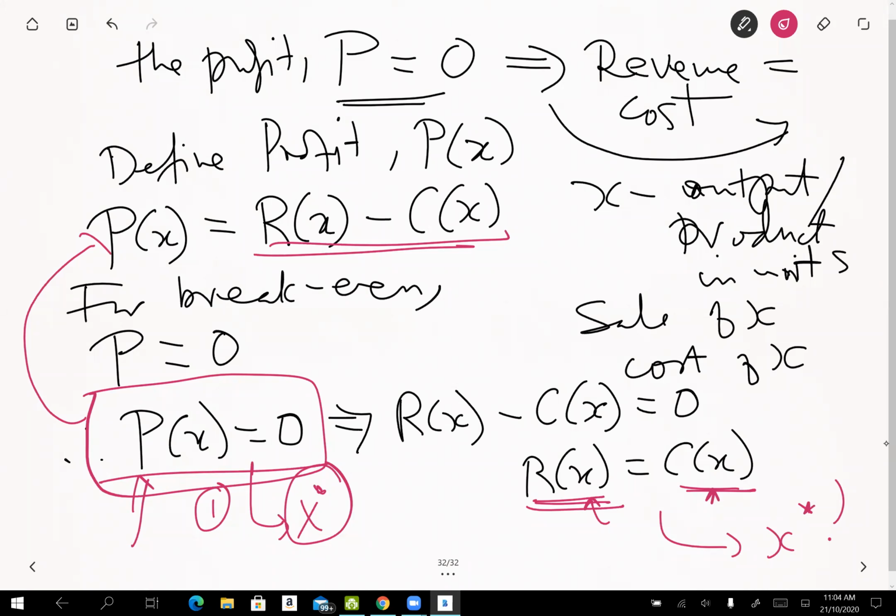So the solution will be the X star, and that's what we call the break-even point, or the break-even X, whatever the X is. But normally we're talking about output level, in units. So it's the break-even of the output in terms of units. So that would be what we mean by break-even. Okay, any question? Okay, that's the definition.